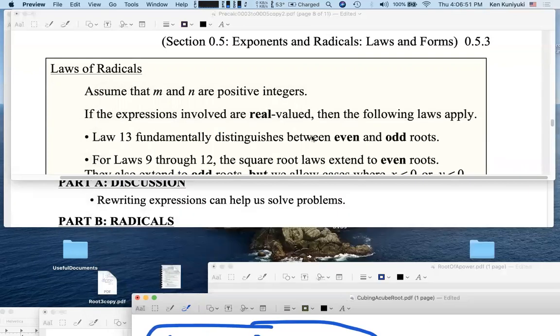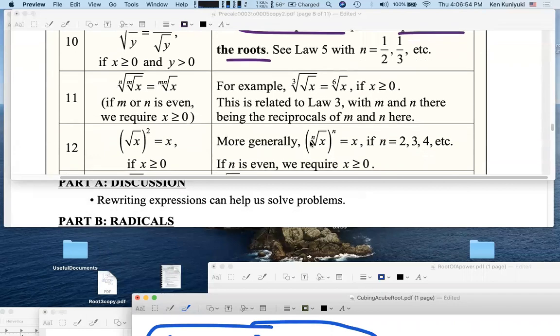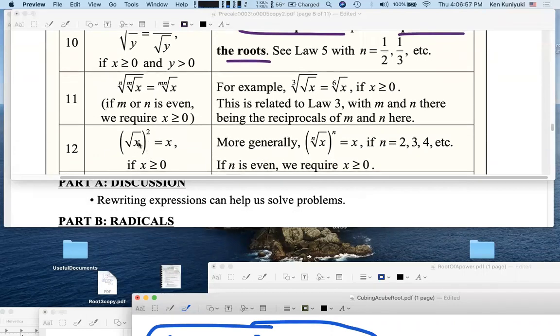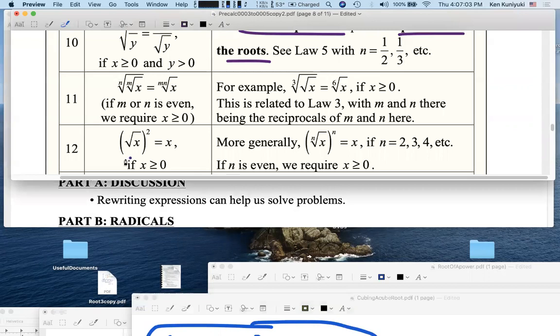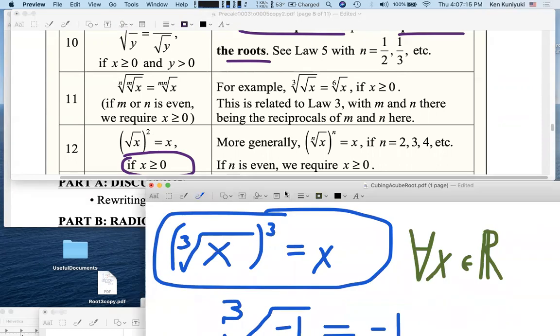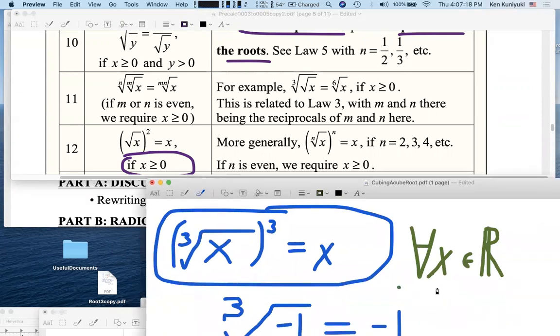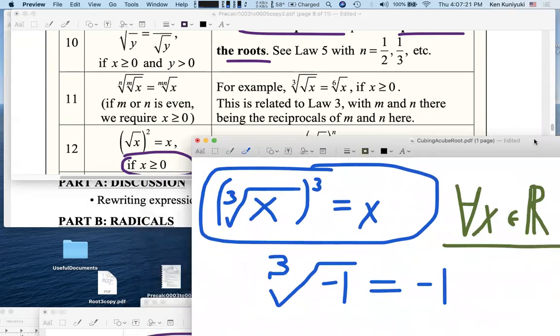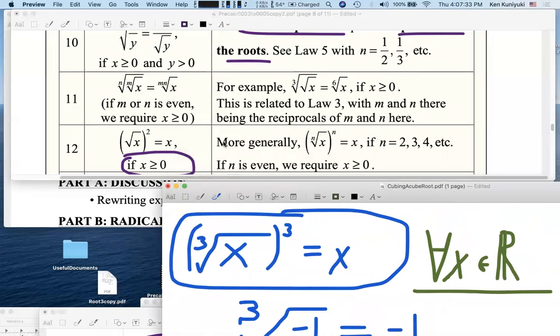All right. So what is law number 12? The square of the square root of x is x. The fourth power of the fourth root of x is x, and so forth, if x is non-negative. That's a condition. Otherwise, we have a problem of non-real quantities in there. But if you have something like the cube of the cube root of x, or the fifth power of the fifth root of x, that's x for all real values of x. So you see, there are differences between even roots and odd roots. And actually, you like odd roots better. I know I'm telling you how to think, but you like odd roots better because you don't have these special deals here.